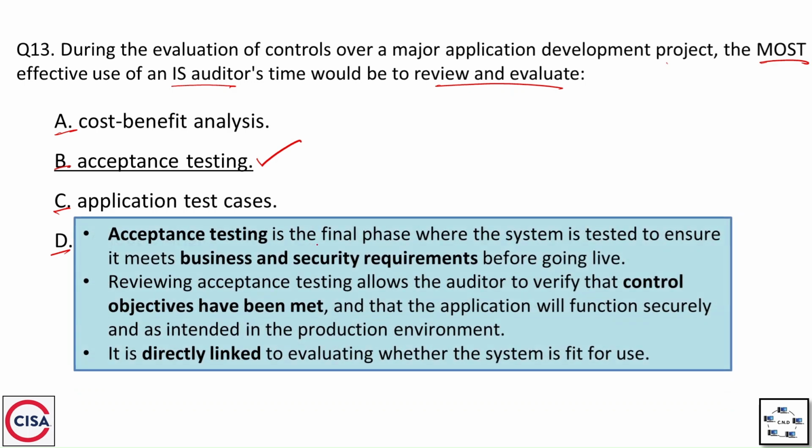So acceptance testing is the final phase where the system is tested to ensure it meets business and security requirements before going live. Reviewing acceptance testing allows the auditor to verify that control objectives have been met and that the application will function securely and as intended in the production environment. It is directly linked to evaluating whether the system is fit for use.